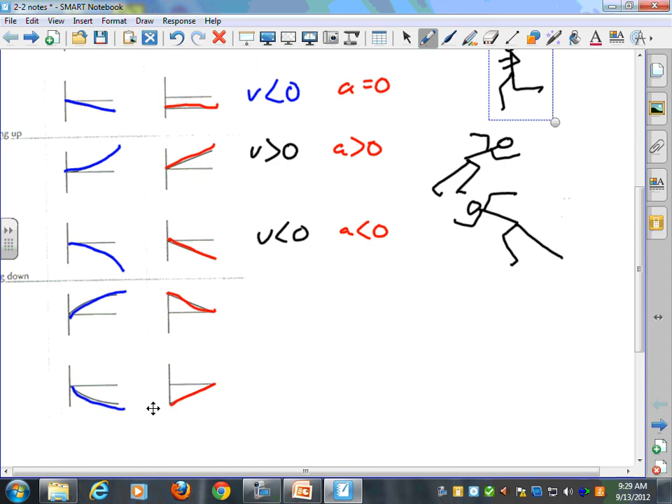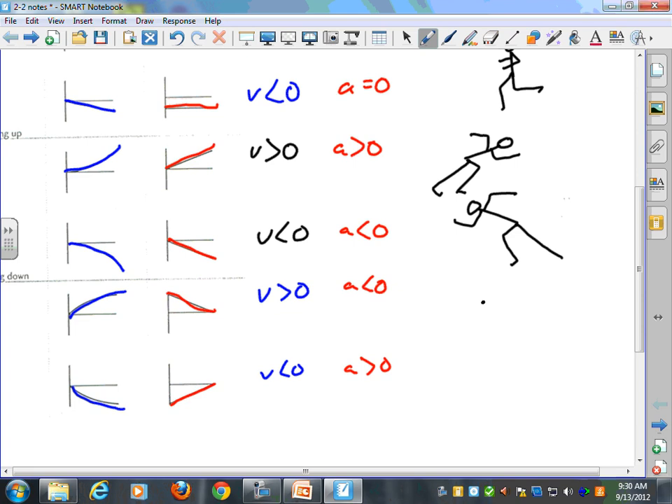Okay? So in this case here, velocity is positive, acceleration negative. Here we have the reverse. Velocity negative, acceleration positive. Right? So when they are opposite, then that means slowing down. Slowing down. Here the person is approaching the finish line.